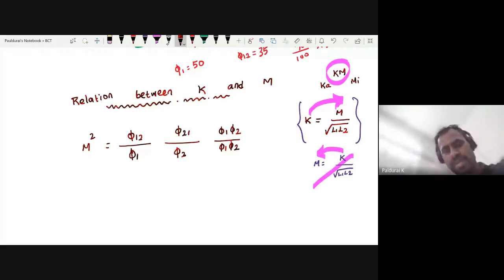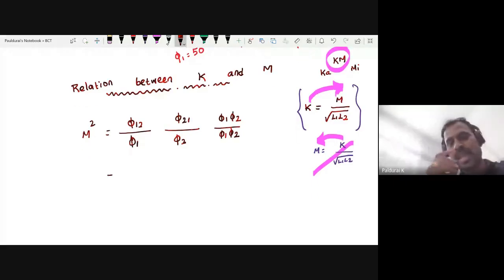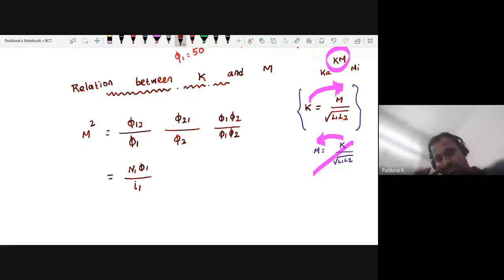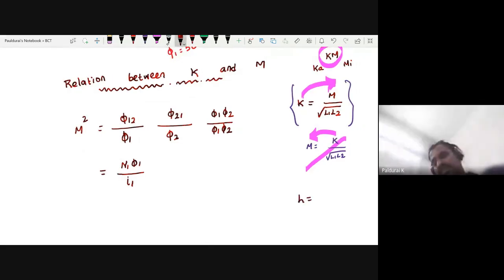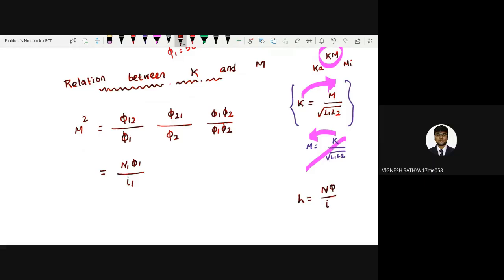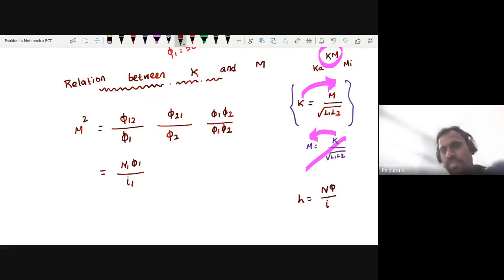I will tell you why. Now rewrite this. How can we write it? You know what is L1, right? What is L1? N1 phi1 divided by I1, right? Are you with me? What is the formula for L? N phi divided by I. I'm looking for L. What is the formula for L? N phi by I.